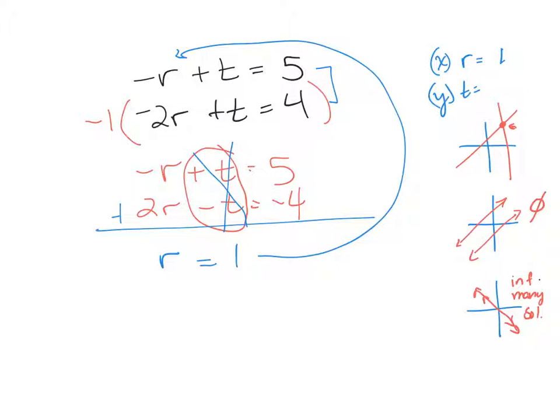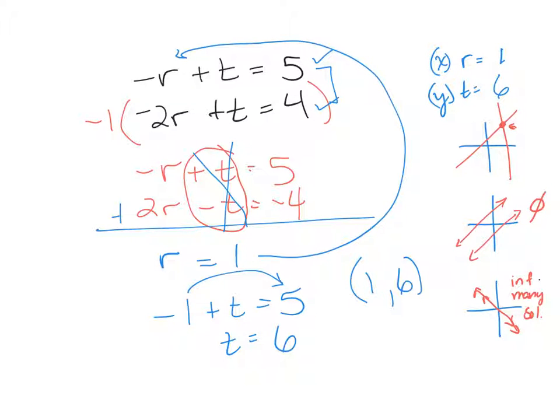So I'm going to plug it in the first one. It's -1 plus t equals 5. Add 1 to both sides. We get t equals 6. And then I would do a little check and make sure that that makes sense. So -1 plus 6 is 5. That checks out. And -2 plus 6 is 4. That checks out also. So that's the answer. You would write your answer in an XY pair like this, 1, 6.